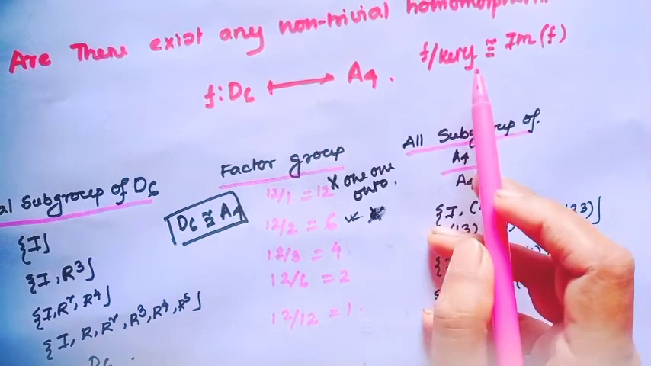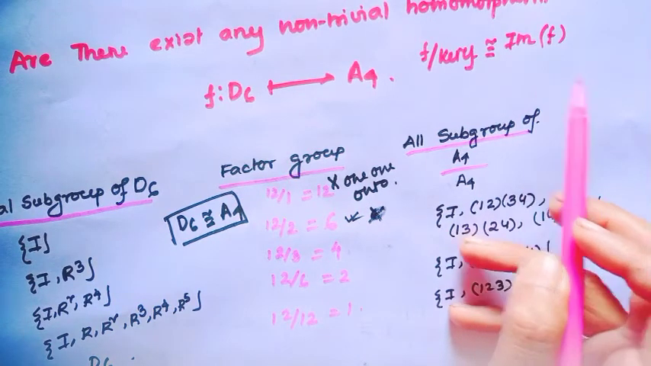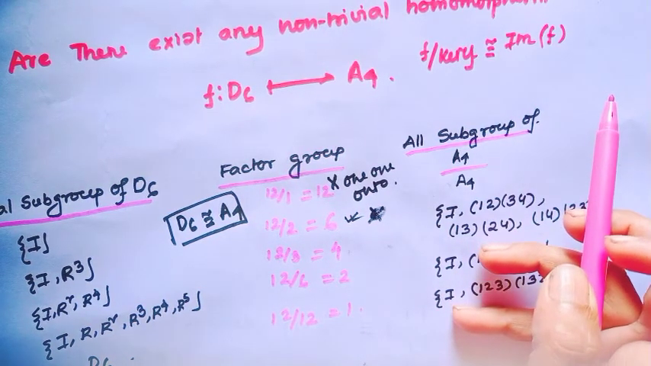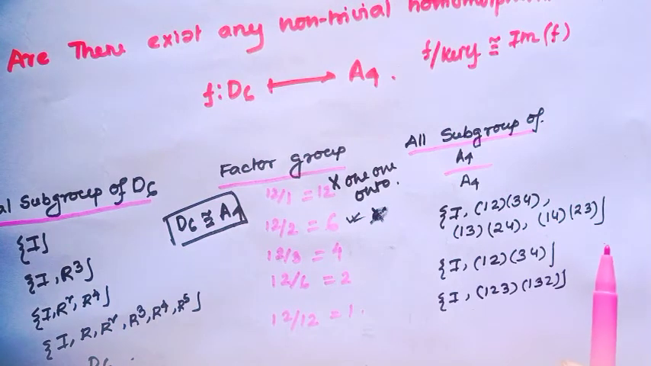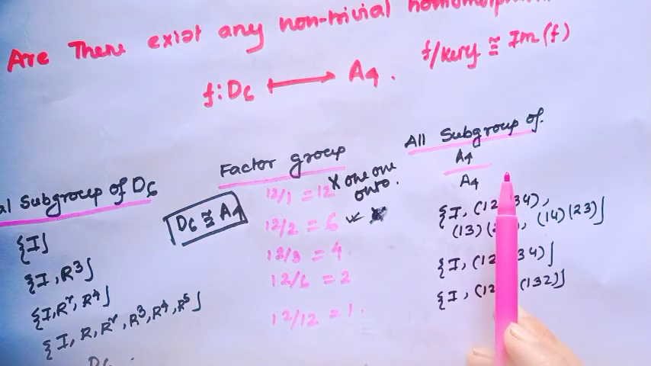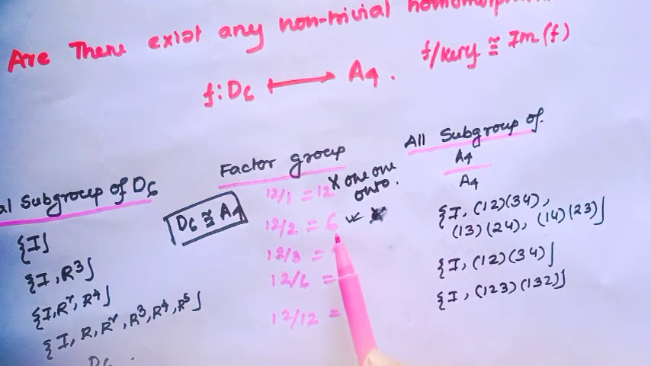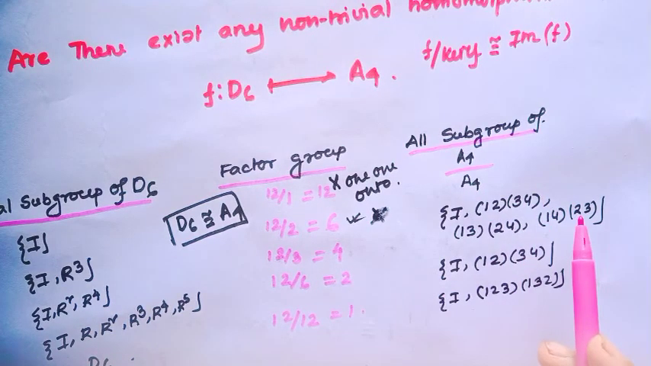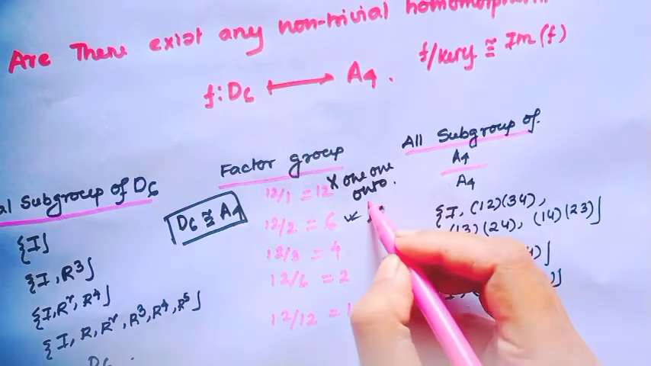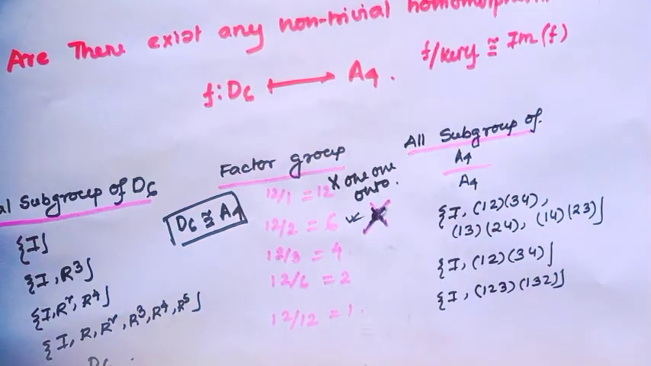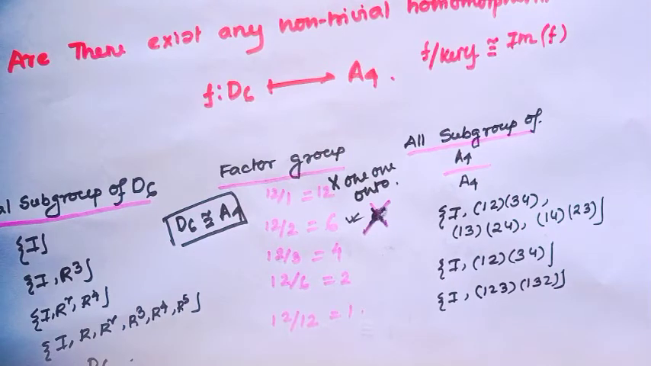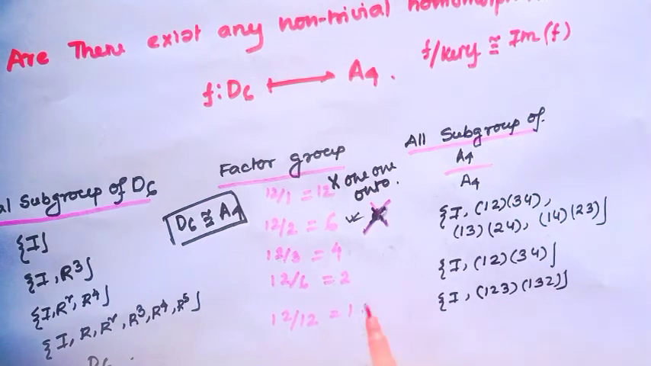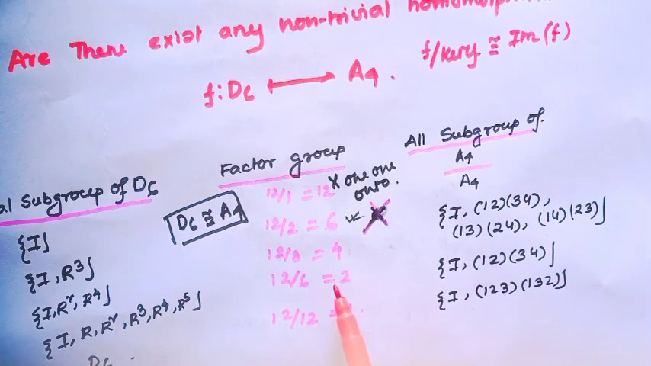Now my question: is this factor group possible? We all know the factor group is isomorphic to the image of f, and the image of f is always a subgroup of the codomain. Here the codomain is A4. Since 6 is the image order, does there exist any subgroup of order 6? No. So this is also not possible. Are you getting why it is not possible?